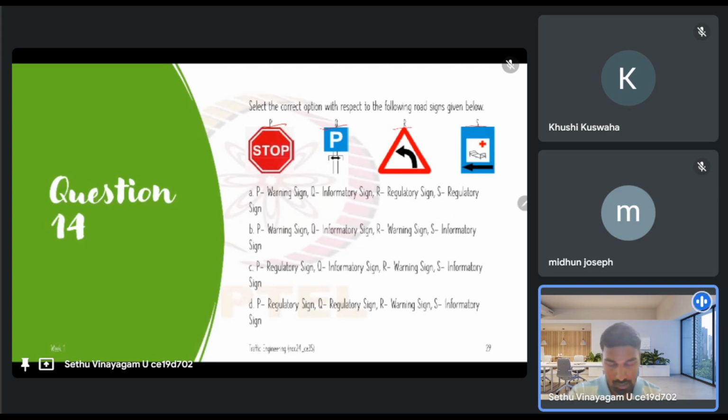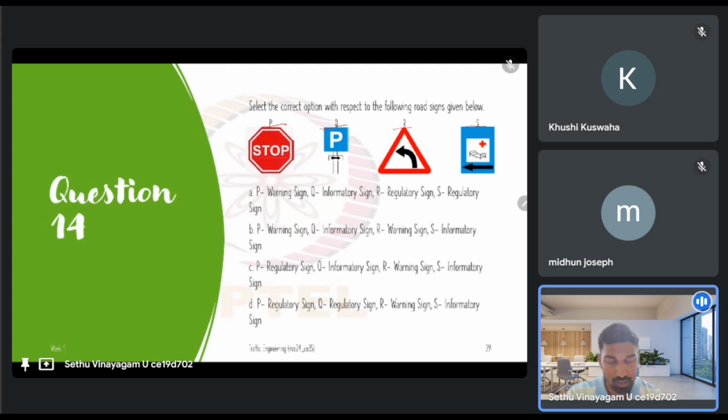So how do you distinguish? Regulatory signs are easier to distinguish because they have a particular shape. They are usually circular in shape, except for this stop sign, which is an exception and is octagonal. Generally they will be circular. So Q here is an informatory sign, just to let users know that this area is available for parking.